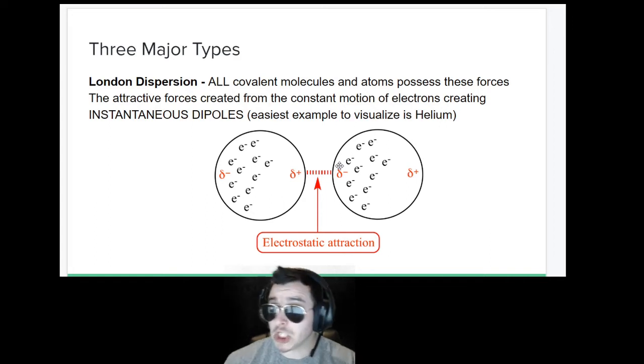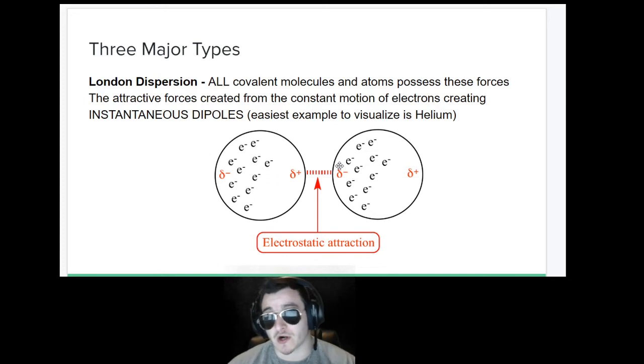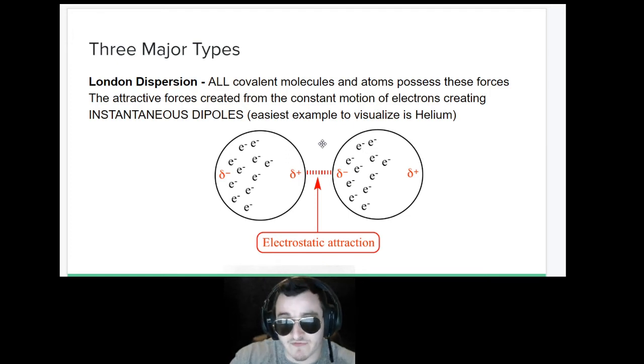Anyways, London dispersion forces are exhibited by every single atom, every single molecule that's got electrons. Everyone exhibits it, which in turn is kind of why it's the weakest. Everyone's got it, so therefore it's nothing special. And this is the only intermolecular force that non-polar molecules exhibit. Very, very important.